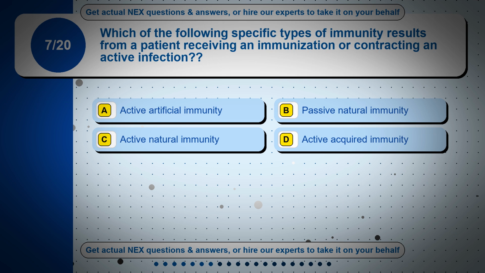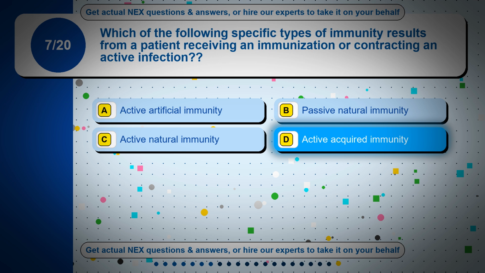Question 7. Which of the following specific types of immunity results from a patient receiving an immunization or contracting an active infection? Option A. Active artificial immunity. Option B. Passive natural immunity. Option C. Active natural immunity. Option D. Active acquired immunity. The correct answer is option D.